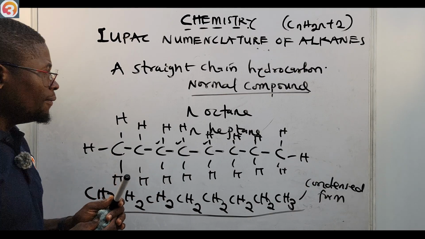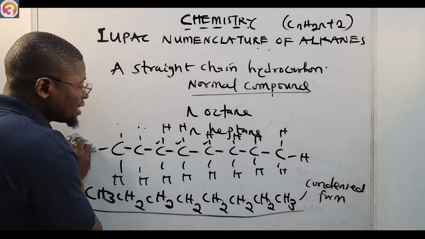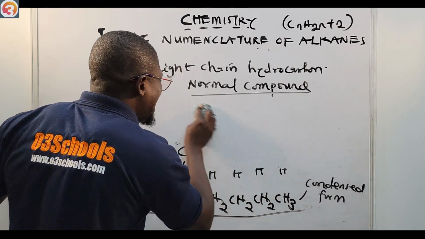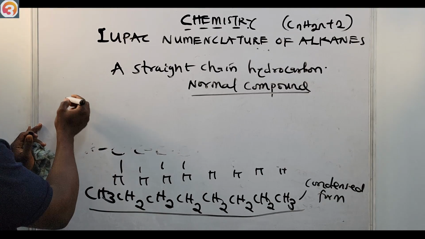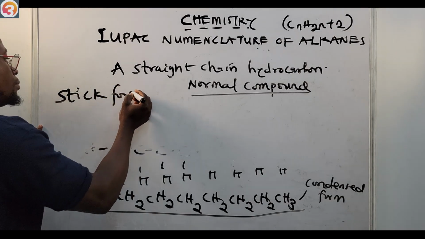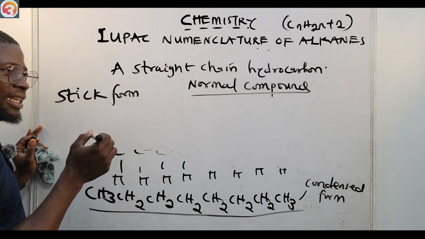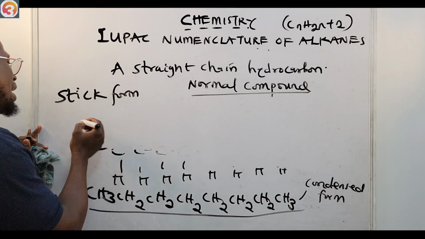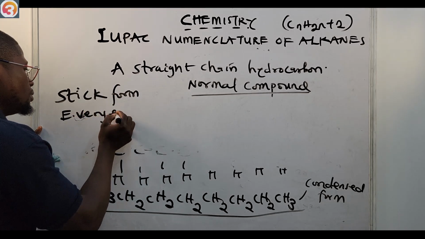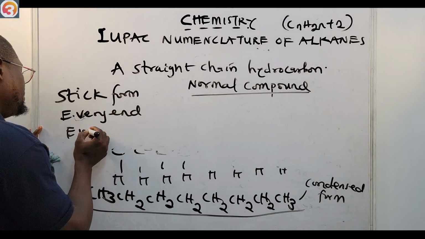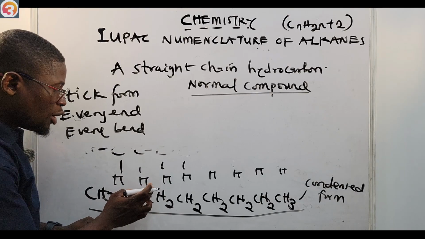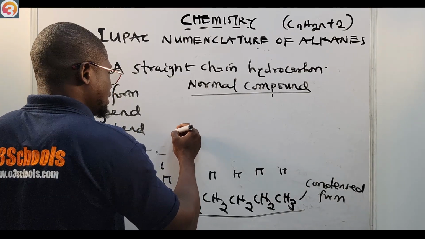In that stick form, I want to come back to this place. So in that stick form, every bend and every end is a carbon atom. The normal stick form. In this stick form, every bend and every end is a carbon atom. So for this normal octane now, we can present it like this.